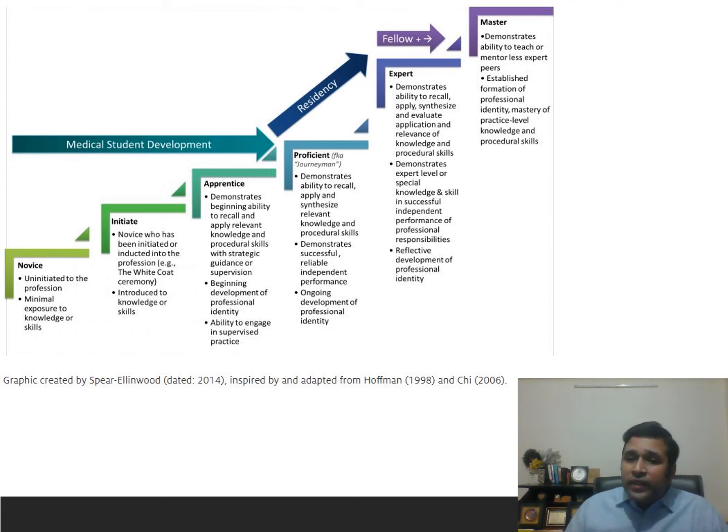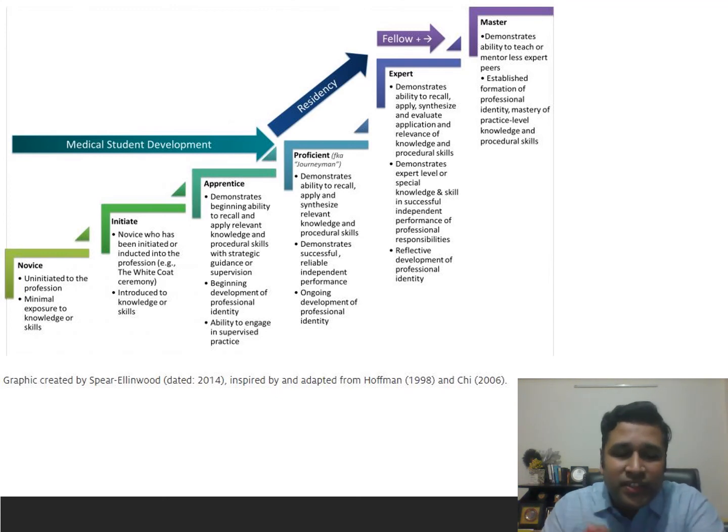Because teaching is also a process of learning. Richard Feynman used to say that if you want to learn something, teach it. Teaching is the best way to learn something. So demonstrated ability to teach or mentor less expert peers is a very important way to learn new things. Establish formulation of professional identity, mastery of practice level, knowledge and procedural skills. So this is how a novice becomes a master.